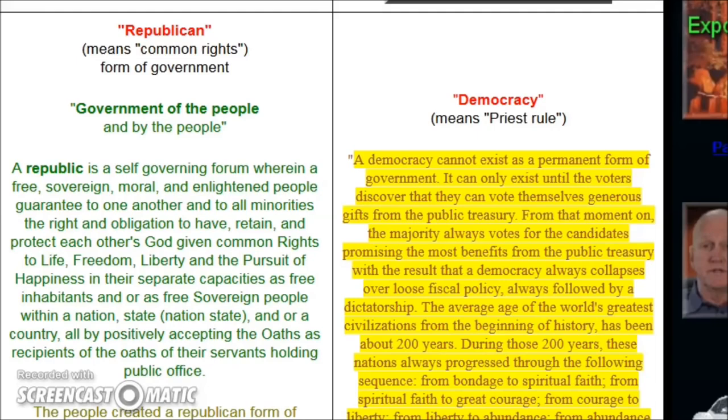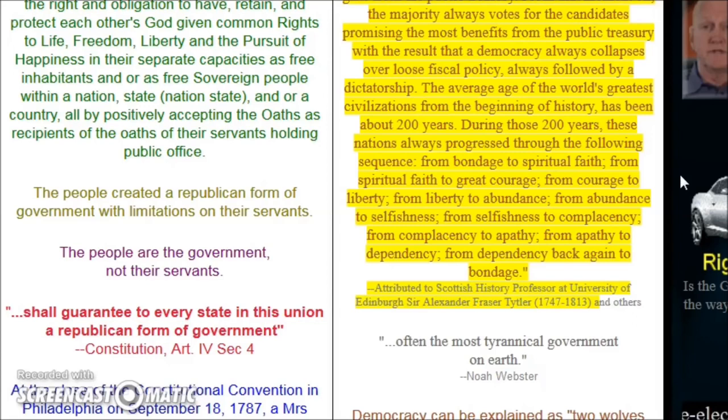That's coming next. The average age of the world's greatest civilizations from the beginning of history has been about 200 years. We're right about 244 years. During those 200 years, these nations always progress through the following sequence. See if you can identify where we are. From bondage to spiritual faith, from spiritual faith to great courage, from courage to liberty, from liberty to abundance, from abundance to selfishness, from selfishness to complacency, from complacency to apathy, from apathy to dependency, and then from dependency back again to bondage. Attributed to Scottish history professor, University of Edinburgh, Sir Alexander Fraser Tytler.